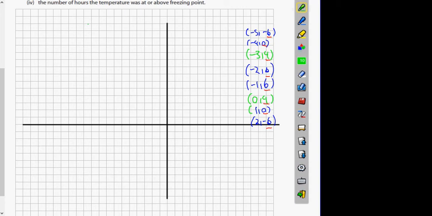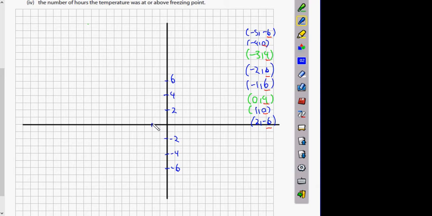What I'm going to do next is I'm just going to go up in twos, okay? Oh, not with that heavy of a marker on that. So, we're going to go 2, 4, 6, minus 2, minus 4, minus 6. And then we're going to go across. I'm going to go across in twos as well. Okay?